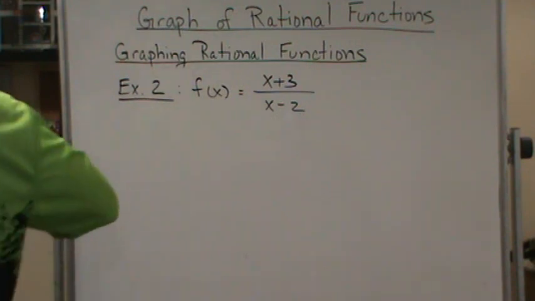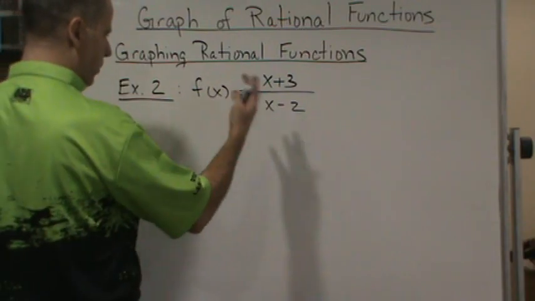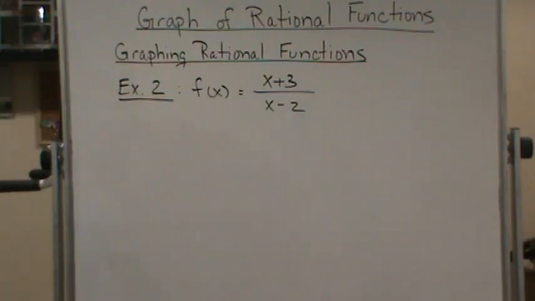All right, welcome back. Now let's look at this example here and let's write down the pertinent information we need to graph this thing. So here's our rational function. What's the first thing we're going to look at? We're going to look at the y-intercept, right?